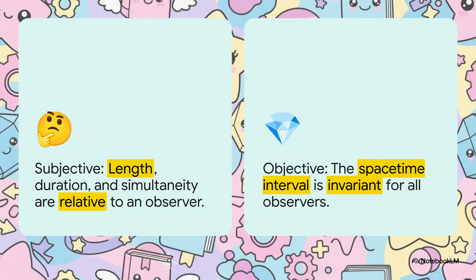Einstein's relativity is the perfect example of this. At first, it seemed to destroy objectivity, right? Because suddenly things like length and time became relative to the observer. But Weyl's idea saves it. Sure, length is subjective because it changes depending on your motion. But this other thing, the space-time interval, is objective because it's the same for all observers. Objectivity isn't lost, it's just relocated to a deeper, more fundamental level.